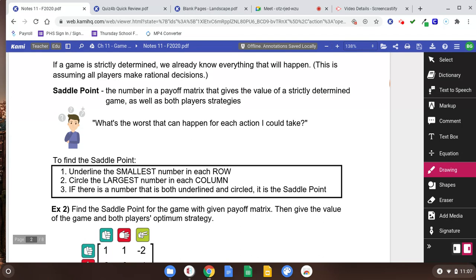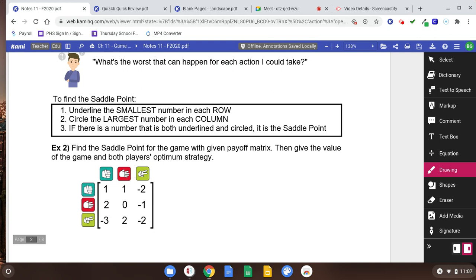The saddle point is the number in the payoff matrix that gives the value of a strictly determined game, as well as both players' strategies. I want to stress this only happens when it's strictly determined. Wednesday, it won't be strictly determined and we won't have a saddle point. But today we do, and it tells us everything. When we want to find the saddle point, we're thinking about what's the worst that can happen if I do this?